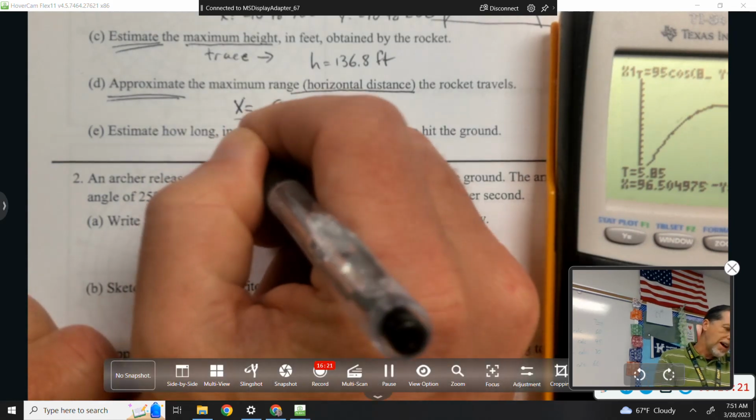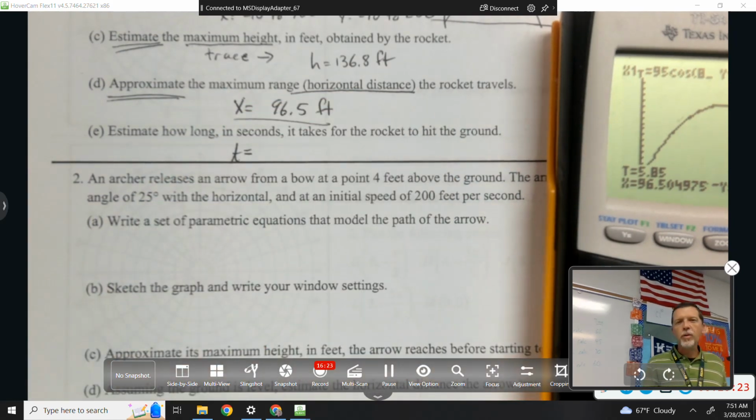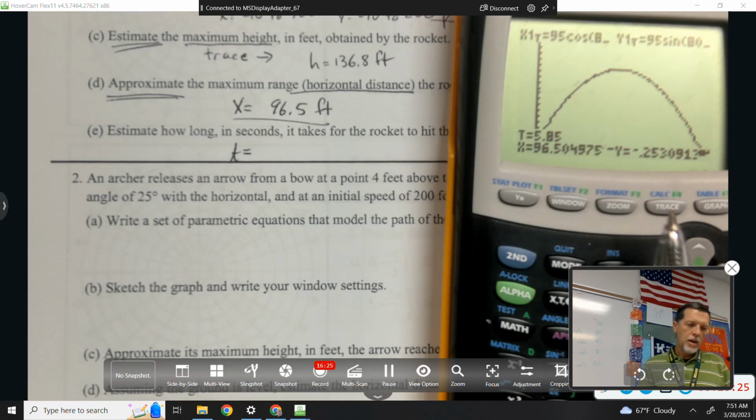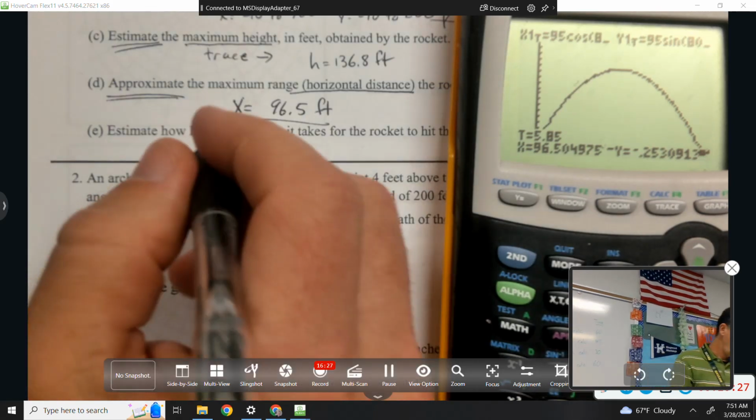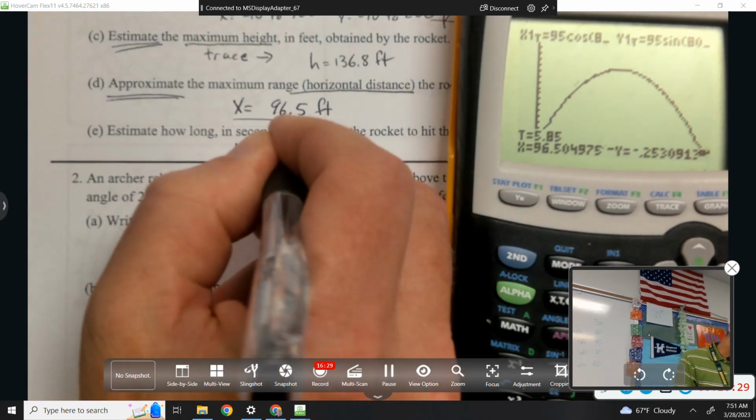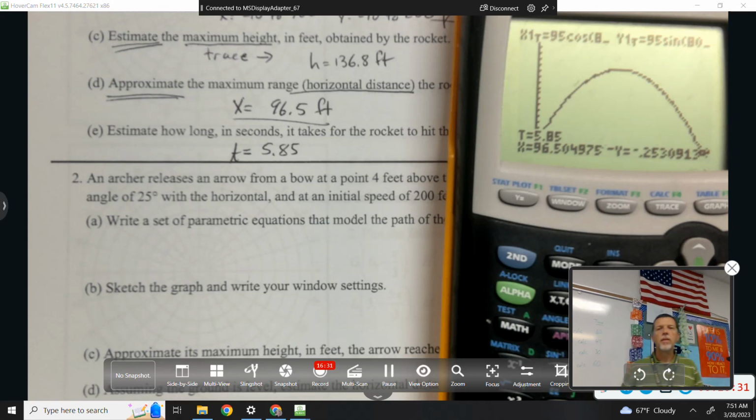All right, estimate how long in seconds it takes for the rocket to hit the ground. So that's time. To hit the ground, that's what we were just looking at. So we're already there, but now I just want the time. 5.85. And if your t step had only been 0.1, your answer wouldn't have been 5.85. It'd either be 5.8 or 5.9.